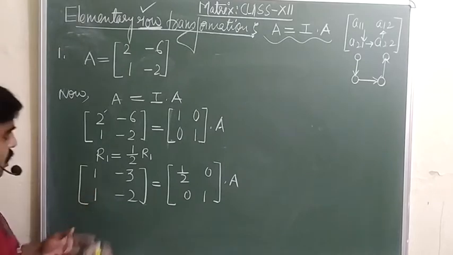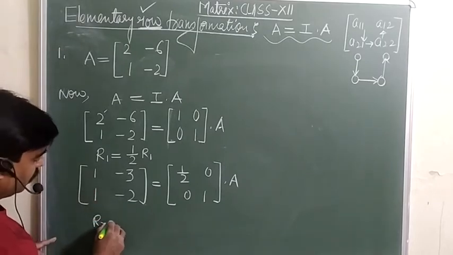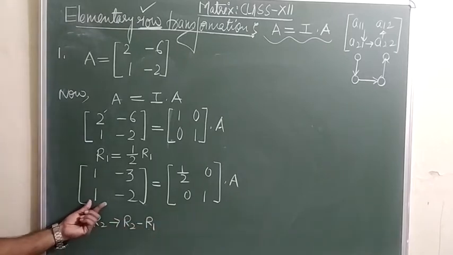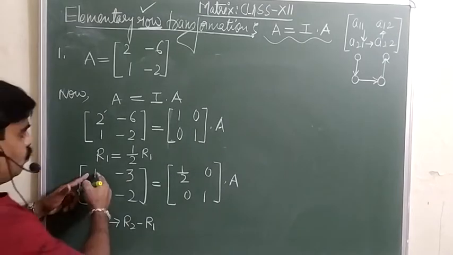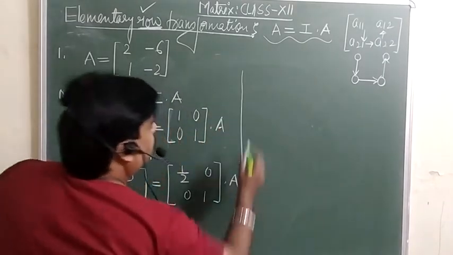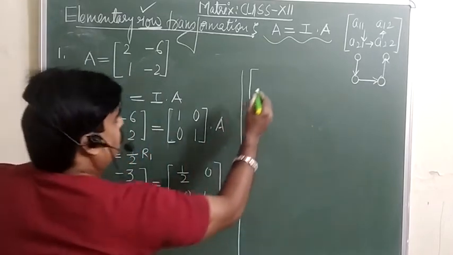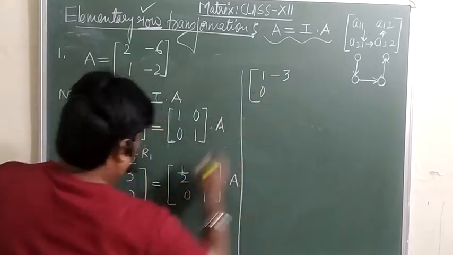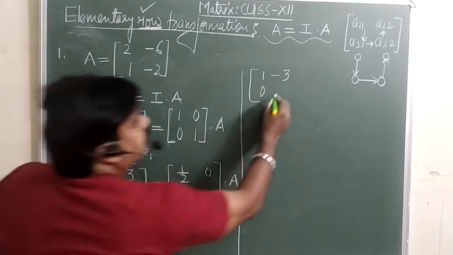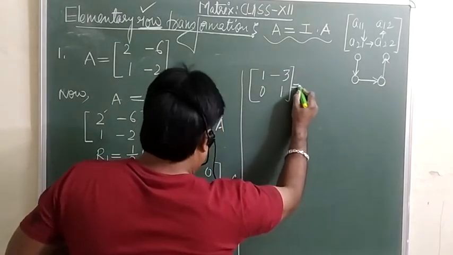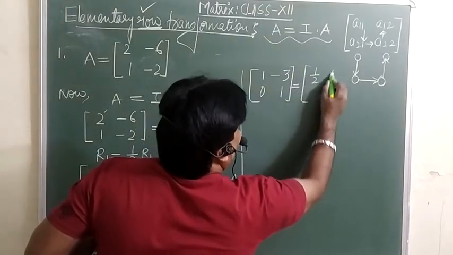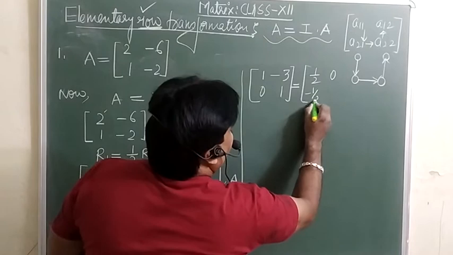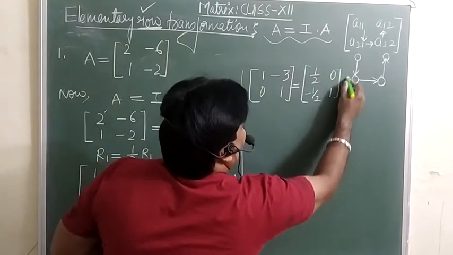We are supposed to make it 0 here. So what we will do, from the second row we can subtract the first one. From the second row, we can subtract the first. The first row will remain as it is, 1, -3. So 1 minus 1 is 0. -2 minus -3, so this has become a plus 1, equal to 1/2, 0 will remain. We are subtracting the first row from this one, so 0 minus 1/2 is -1/2, and 1, into A.